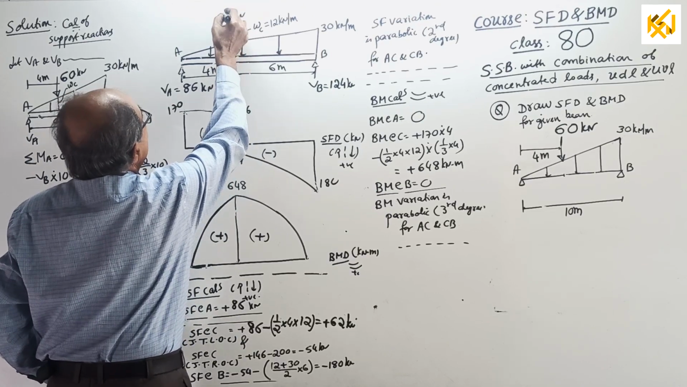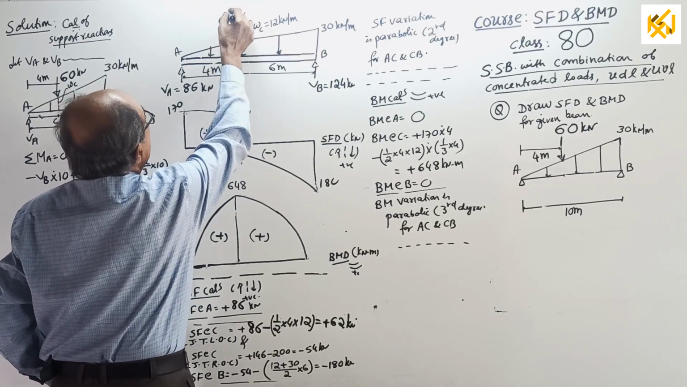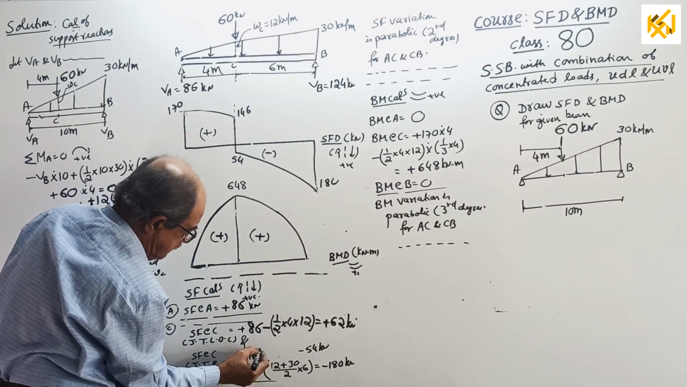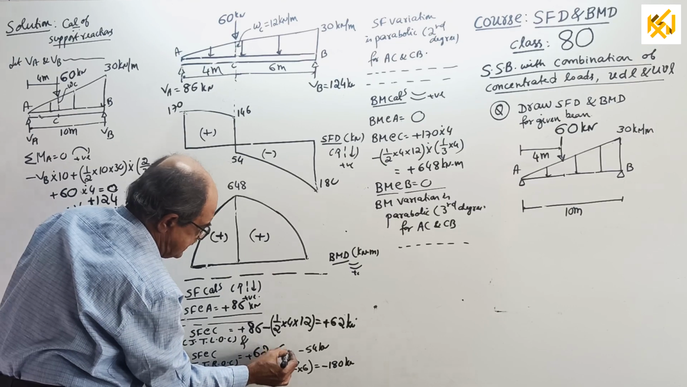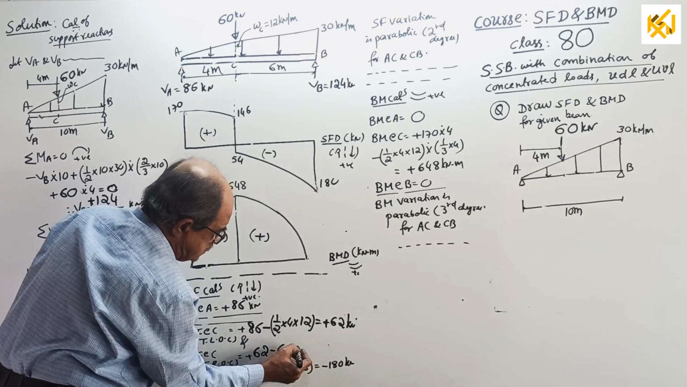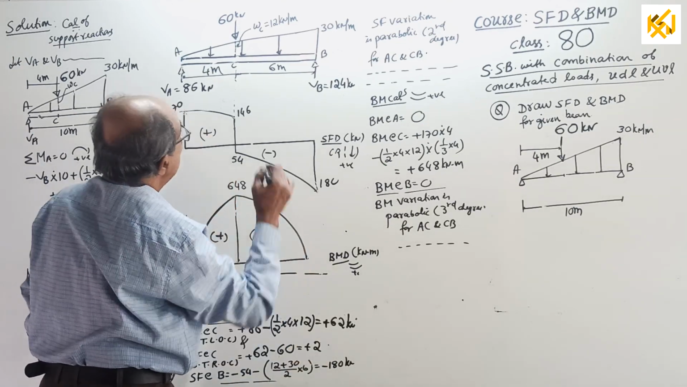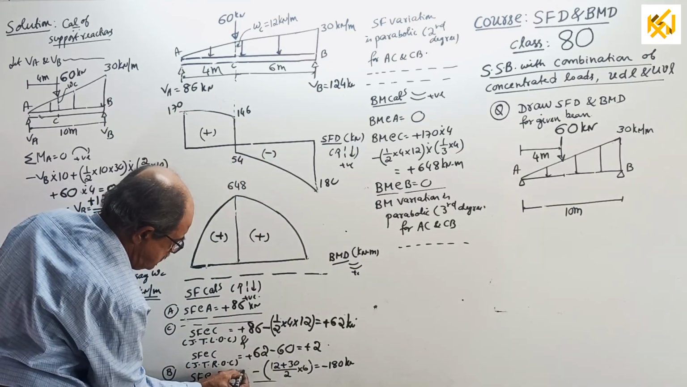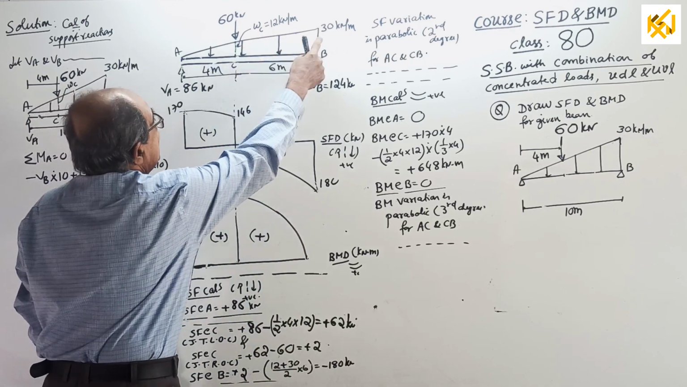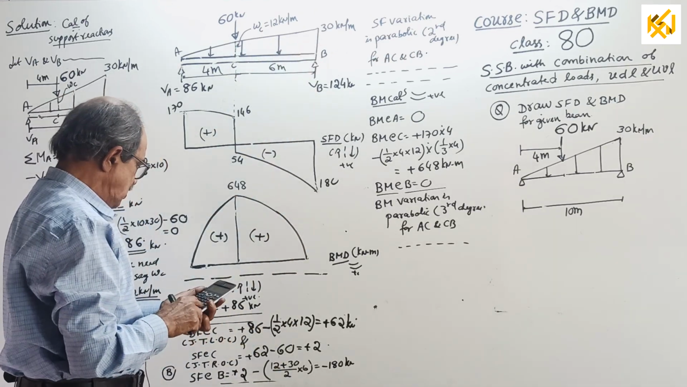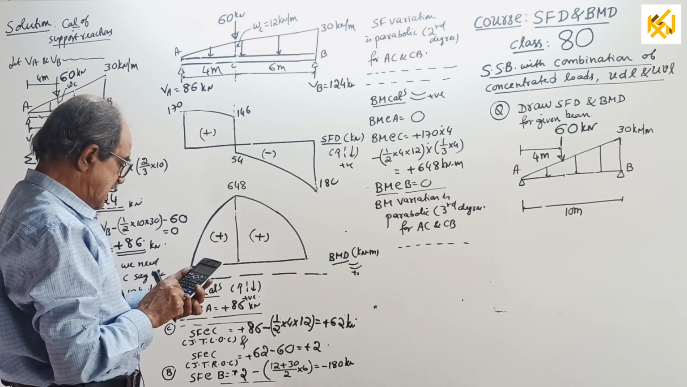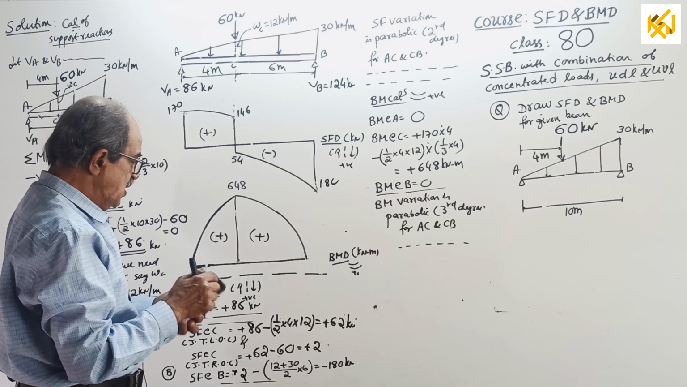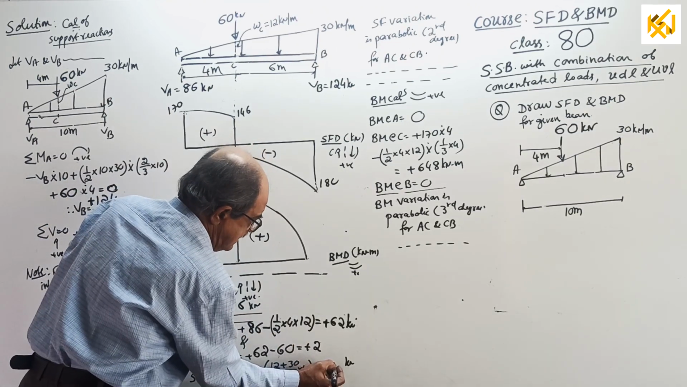Then shear force just to the right of this point. So this is 60 kilonewton. I forgot to change it now. Same as the previous answer, plus 62 minus 60 equal to plus 2 kilonewton. Now, shear force at B is plus 2 minus 12 plus 30 divided by 2 into 6, which will give you minus 124 kilonewton.